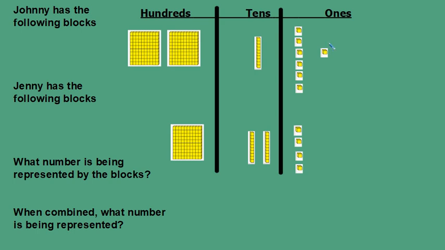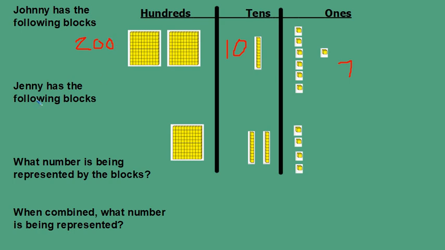How many ones does he have? 1, 2, 3, 4, 5, 6, 7. So he has 7 ones. How many tens does he have? He's got 1 ten. So that's 10. How many hundreds does he have? 1, 2. So he has 200.